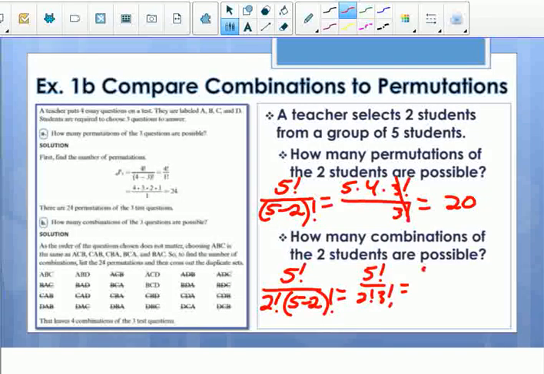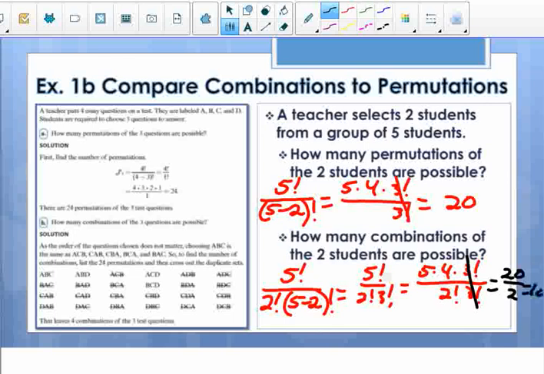Or if I want to go 5 times 4 times 3 factorial divided by 3 factorial divided by 2 factorial. The 3 factorials cancel out. So now I'm left with 20 divided by 2, which gives me 10. So there's only 10 completely different combinations of students that the teacher can choose.